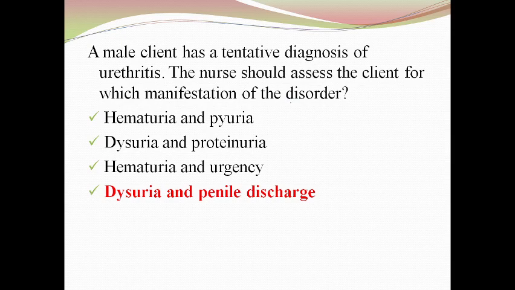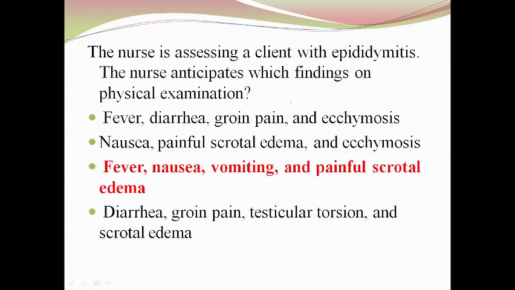A male client has a tentative diagnosis of urethritis. The nurse should assess the client for which manifestation of the disorder? Urethritis is often a chlamydial infection. It is characterized by dysuria accompanied by clear to mucopurulent discharge. Hematuria and proteinuria are not indicated, and dysuria and penile discharge are clinical manifestations of urethritis.